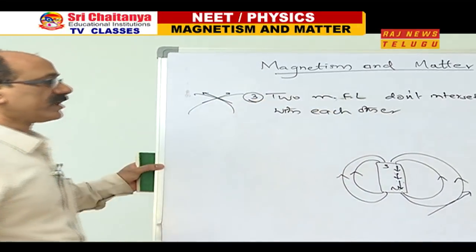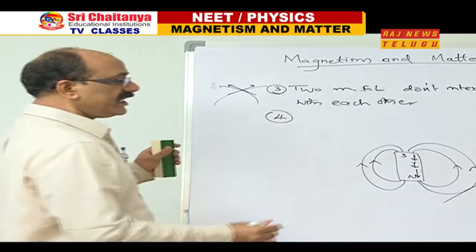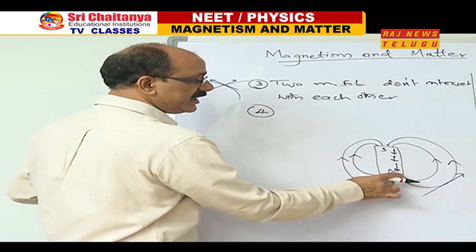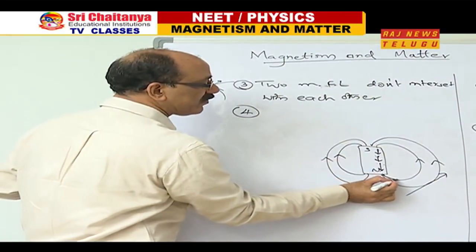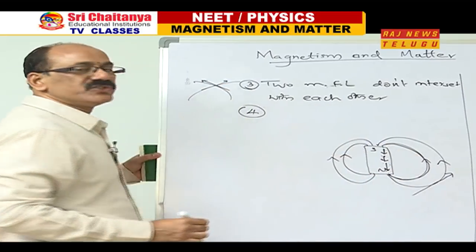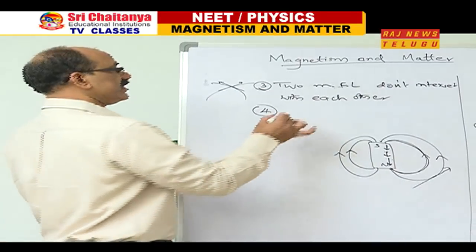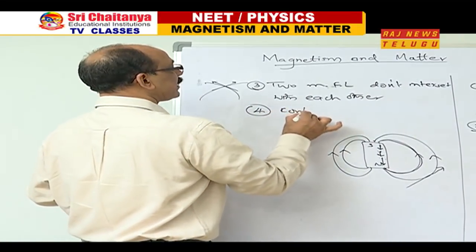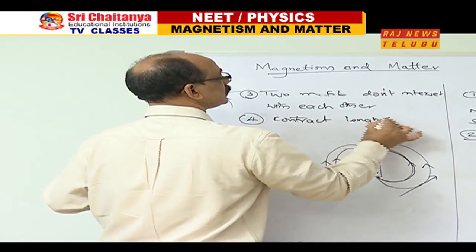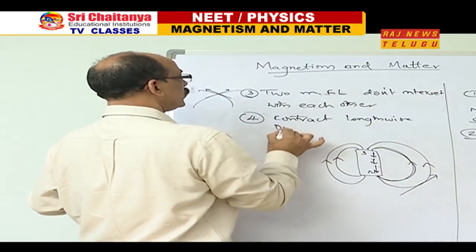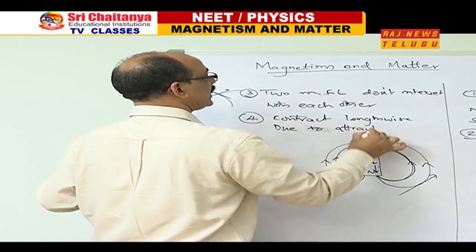That is the third one that I had to talk about. And then the fourth property indicates that they try to contract lengthwise. See here, it is not going this way and coming back; rather, lengthwise it is trying to contract, which is due to the fact that unlike poles attract each other. So they contract lengthwise, due to the attractive force, the attraction of unlike poles.